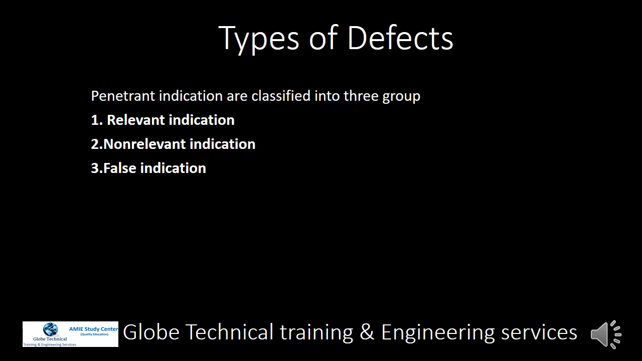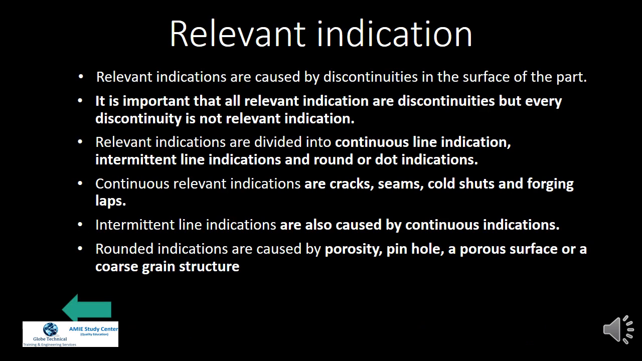Types of defects. After the practical demonstration, it's time for inspection of DPT. Penetrant indications are classified into three groups. First is relevant indication, second is non-relevant indication. Third is false indication. Relevant indication. Relevant indications are caused by discontinuities in the surface of the part. It is important to note that all relevant indications are discontinuities, but every discontinuity is not a relevant indication.